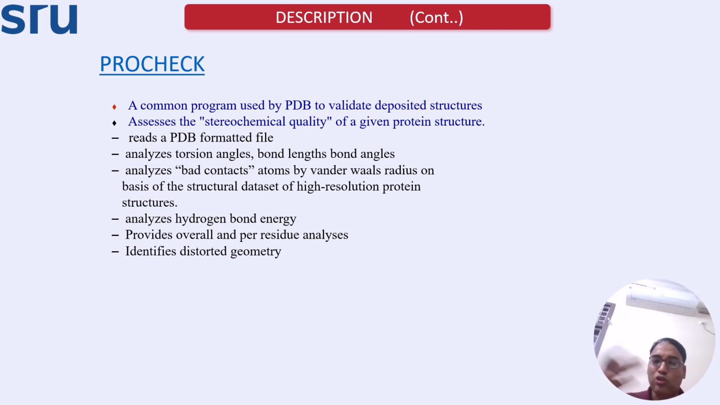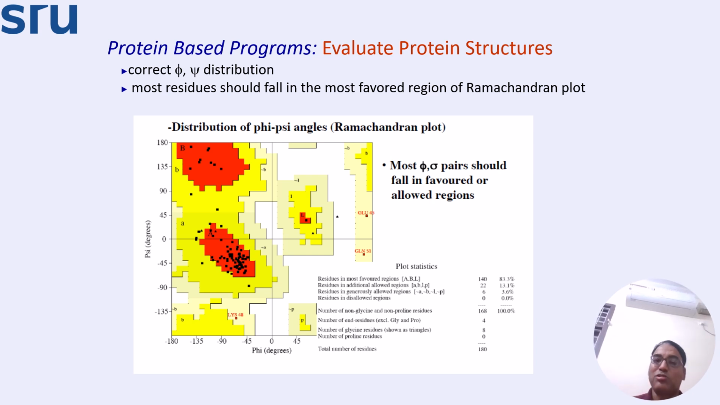See? Now ProCheck is the next program. It analyzes torsion angles, and it analyzes bad contacts through van der Waals radius. It analyzes hydrogen bonding energy, performs overall and per residue analysis, it does many things. It identifies distorted geometry as well. Many people still use ProCheck, and for its extensive usage, you will find many such servers. It even includes Samson and map. Only the distribution or pattern may be different.